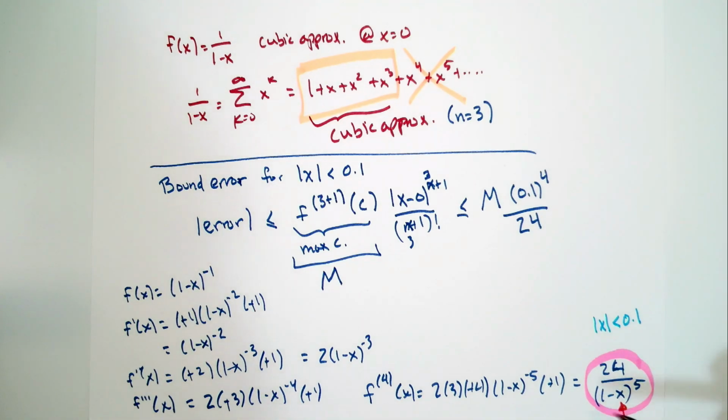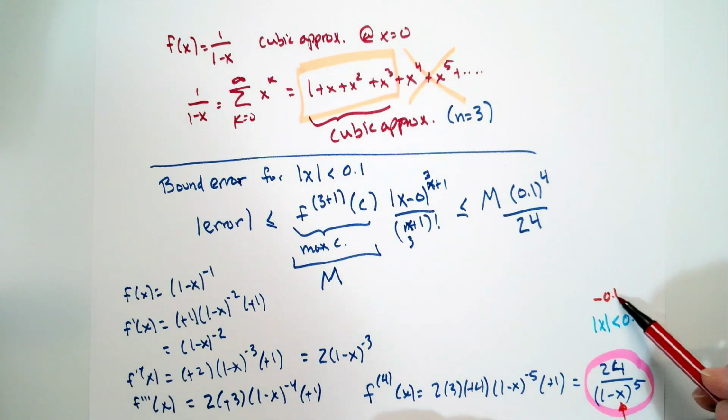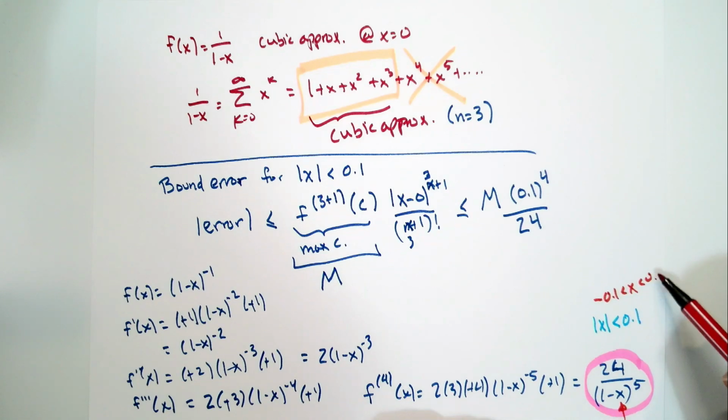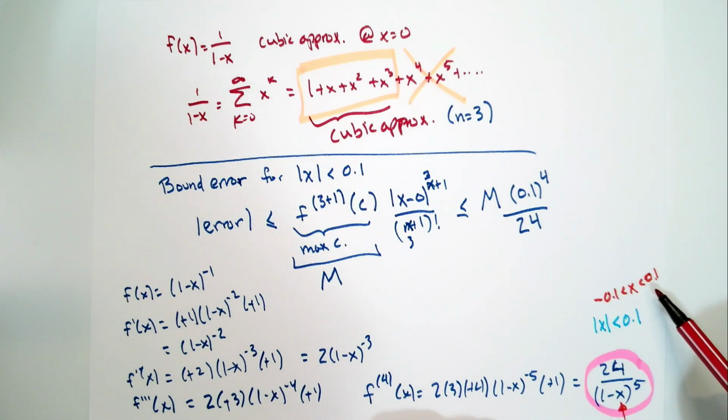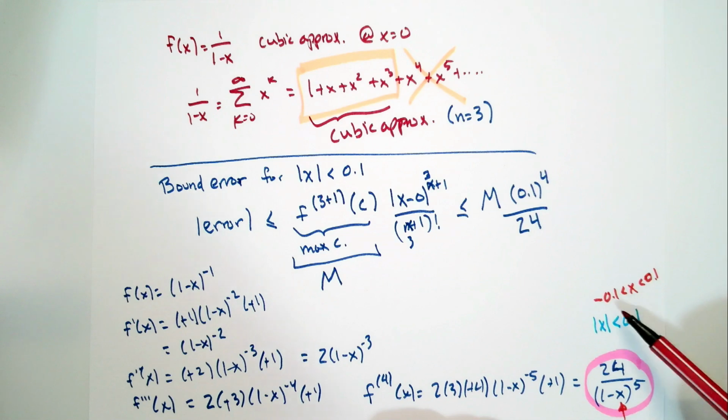So should I, and all right, be careful here. x can be anywhere, remember, this has negative 0.1 less than x less than 0.1. Should I have x be closer to negative 0.1, which would make it something like 1 minus negative 0.1, so that would be 1.1 to the 5th? Or should I have it be closer to 0.1, which would make it 1 minus 0.1? That'd be 0.9 to the fifth. Or should it be somewhere in between, like near 0, which would be 1 to the fifth?